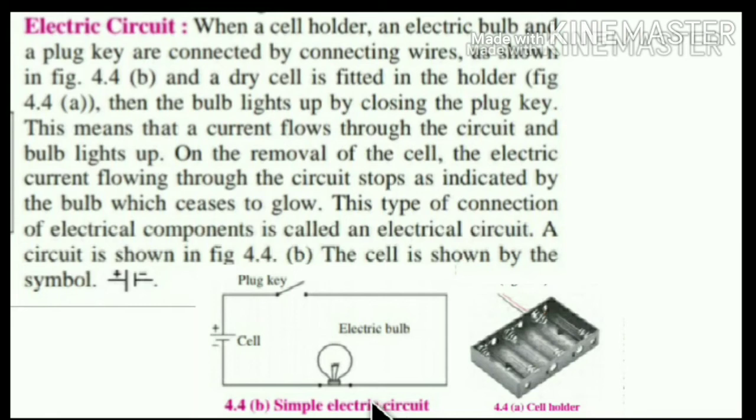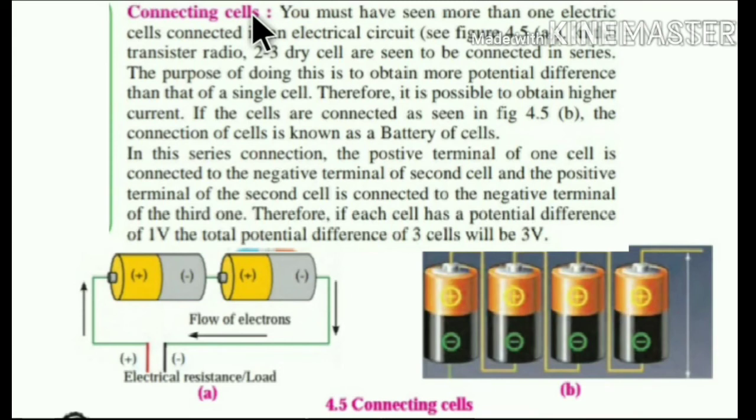A circuit is shown in this figure. The cell is shown by this symbol. This is the symbol of a cell. In this diagram also the cells are indicated by this symbol. An electrical circuit is also used in home supply. However, electricity supply is made from outside. So in our home, electrical supply is from the outside. Hence, instead of an electric cell, next, connecting cells, that is how we connect the cells.